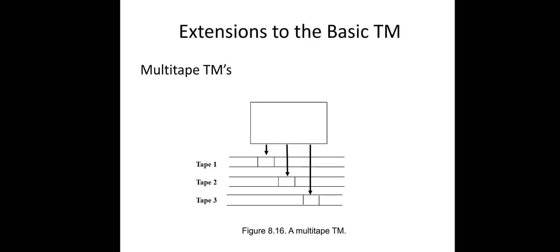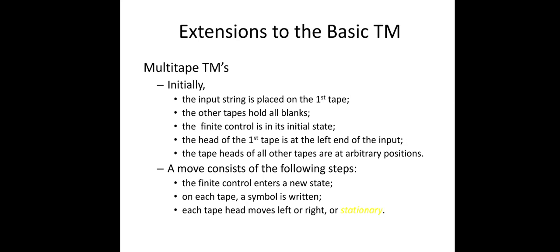Now extensions to the basic Turing machine. Instead of having one two-way infinite tape, I can have more than one tape. So you have a multi-tape Turing machine. Because of this, you can use this Turing machine in various applications. Initially the input string is placed on the first tape, and the other tapes hold all blanks. The finite control is in its initial state. The head of the first tape is at the left end of the input. The tape heads of all the other tapes are at arbitrary positions.